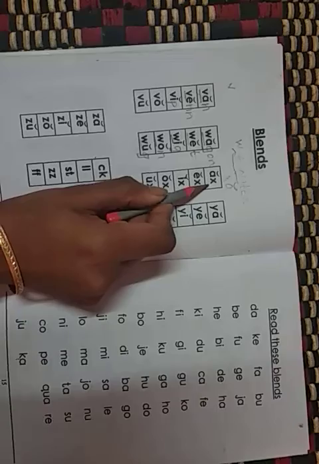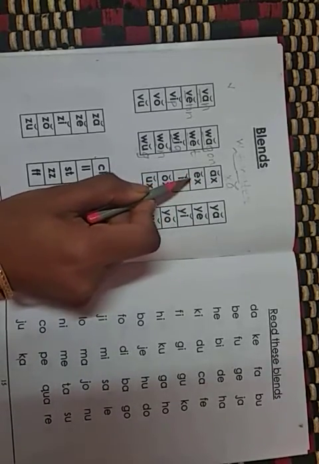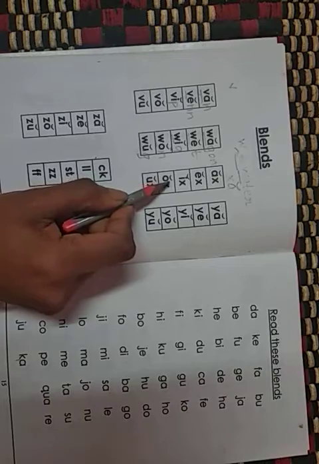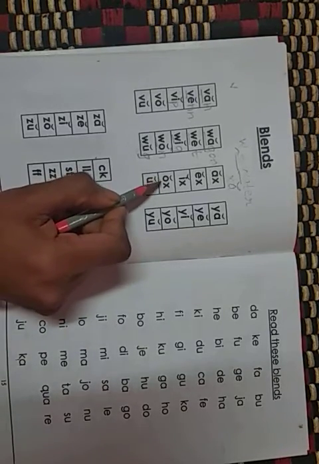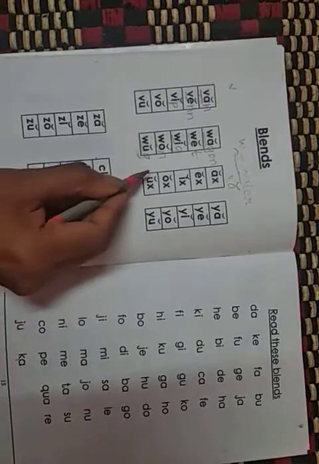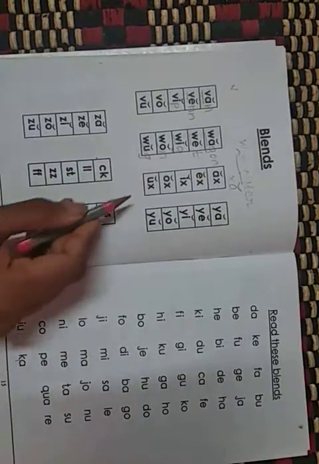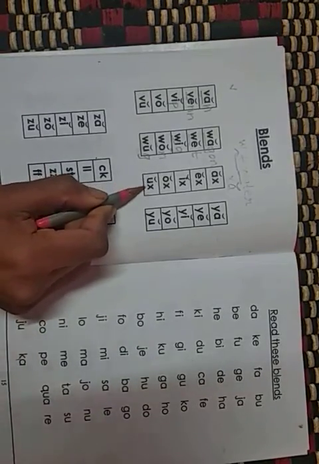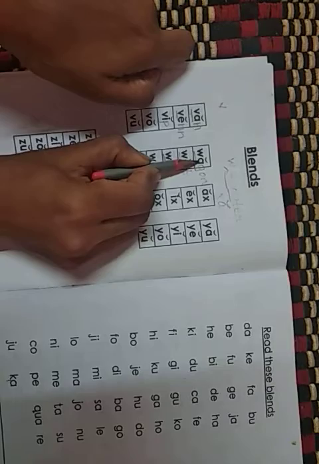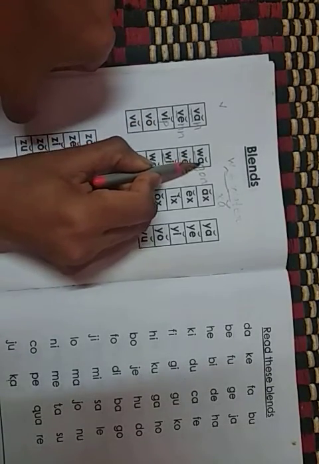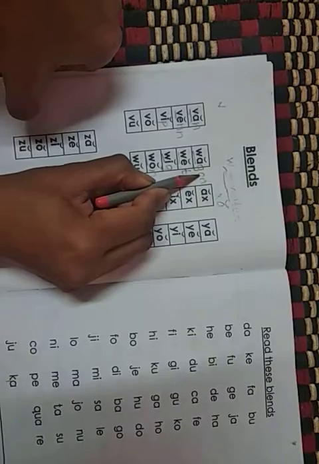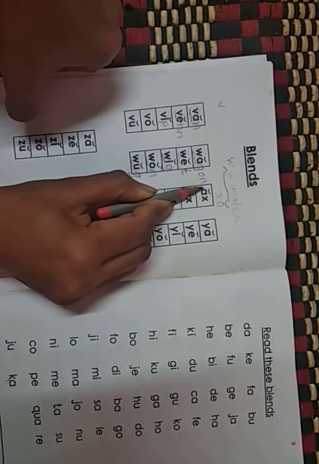X, axe, axe, X. Ox, ox. So here the alphabet will be written down here. Ux, ux. I hope you are able to recognize what I am saying. See here, A is a vowel which is here. So we are forming the other letters after the vowel, after any vowel. Here too the vowel is here, so we will write any letter or letters here.